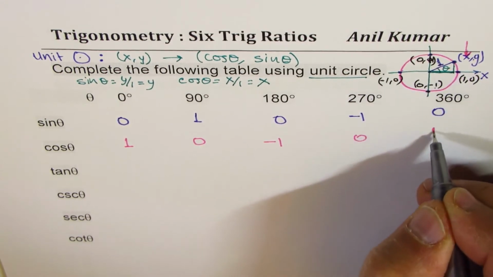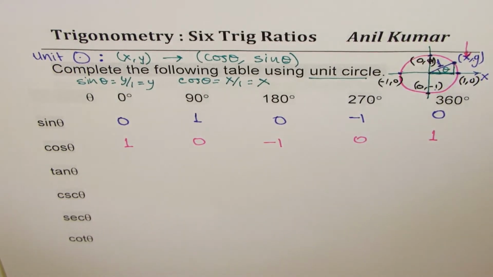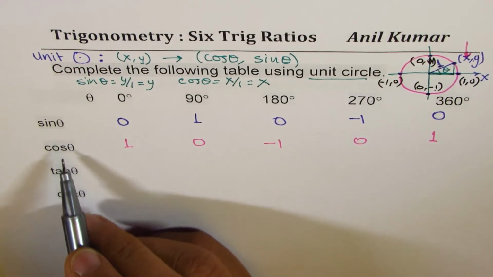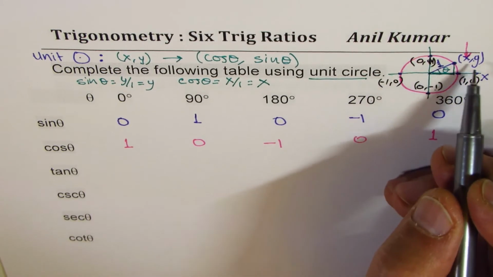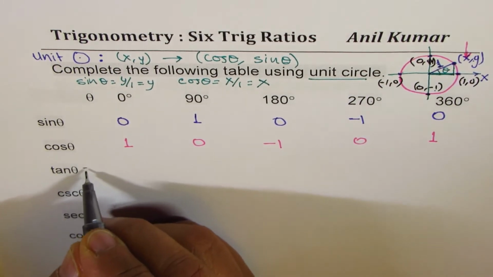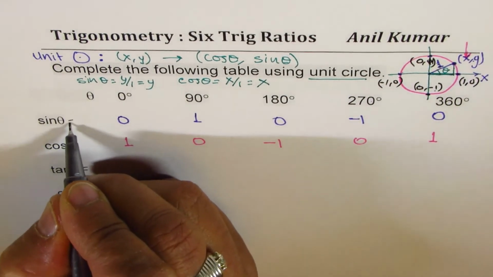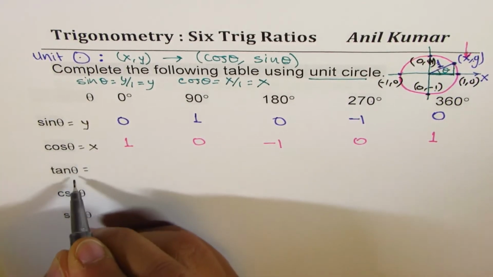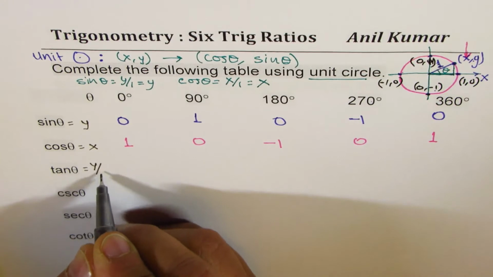And at 360, it is 1. You get that idea, correct? Now, what is tan theta? Tan theta is sine over cos, or we divide y over x. So what we found here is that sine theta is the value of y, cos theta is the value of x, and tan theta is y over x.